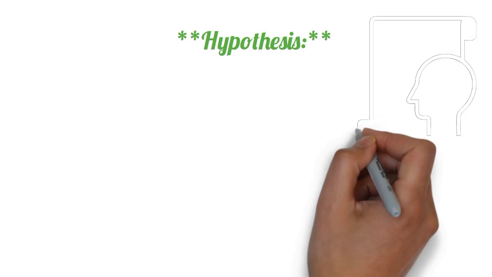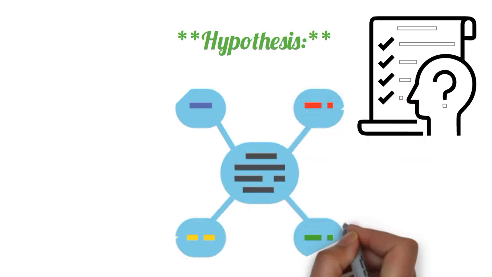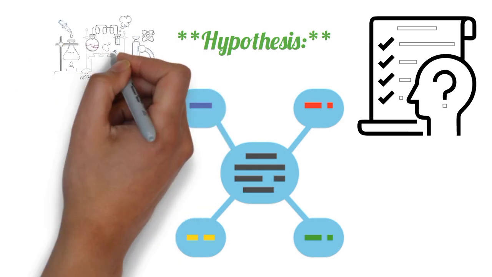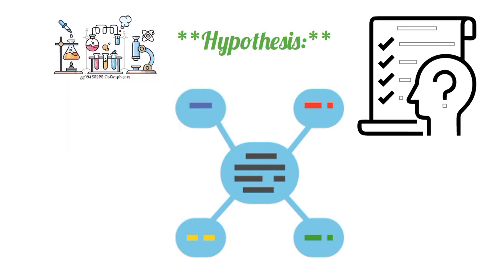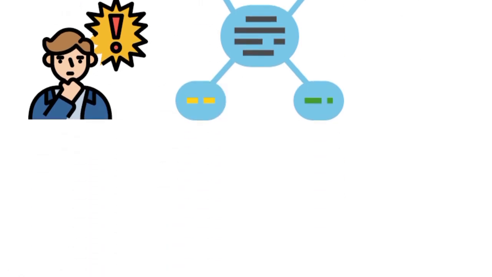Hypothesis. A hypothesis is an educated guess or a tentative explanation for a specific phenomenon or observation. It is typically based on existing knowledge and is testable through experimentation or further observation. Hypotheses are the starting point for scientific investigations and serve as a foundation for further research.